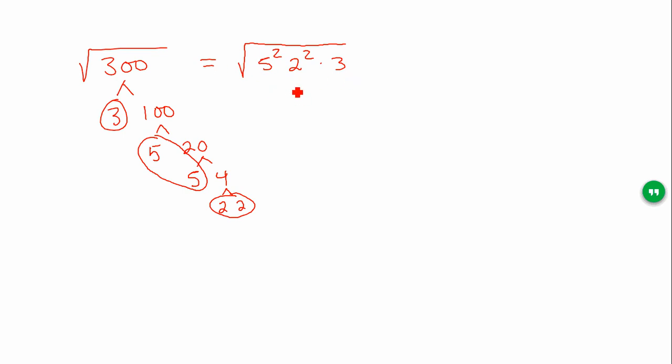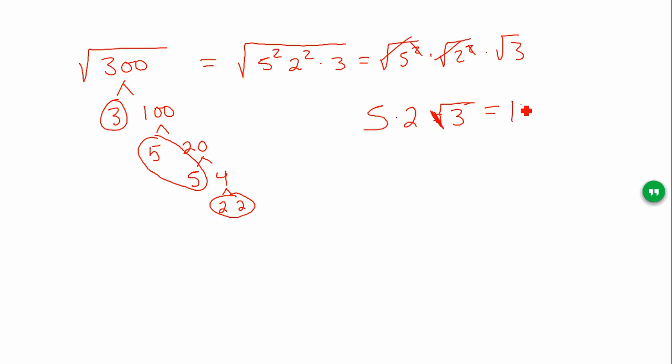Now, when I continue to break this apart, I have the square root of 5 squared times the square root of 2 squared times the square root of 3. Well, a radical and a square cancel out. A radical and a square cancel out. And then there's nothing that we can do with this root 3, so we leave it as the square root of 3. So our final answer here, we would take 5 times 2 and get 10 root 3 as our final answer.